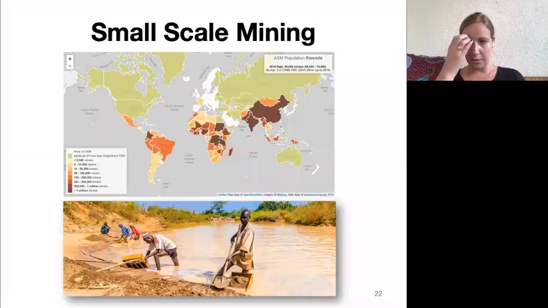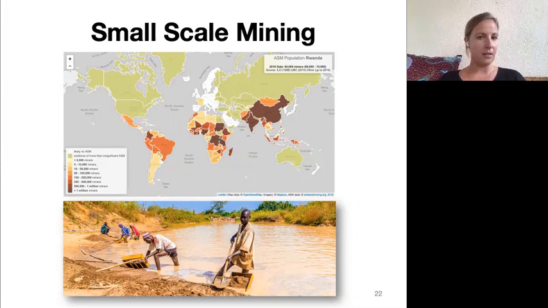Another issue of equity and contamination with mercury is the example of small-scale mining. Mercury and other dangerous chemicals are commonly used during artisanal gold mining. Mercury is used during the amalgamation process as a cheap way to collect small gold particles from sediment.